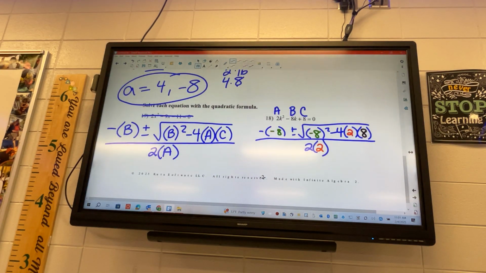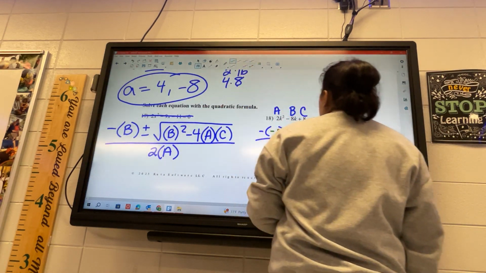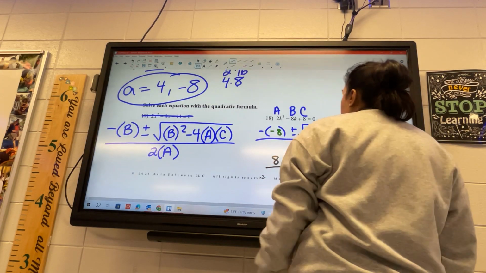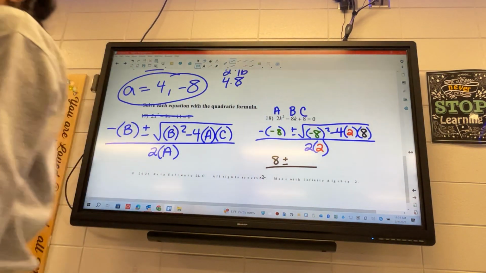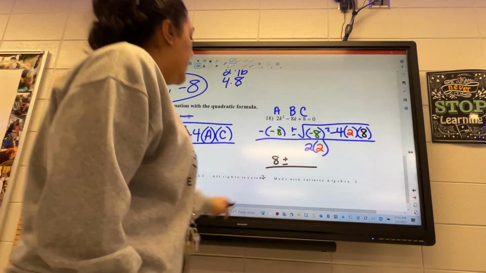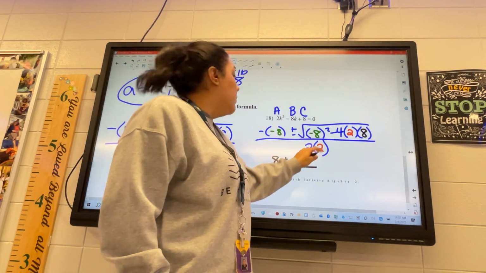Okay, so for the 8, are we going to get a positive or a minus? I have a minus, minus 8. What's a negative, negative? Positive. Positive, plus or minus. What am I going to get on the bottom? We deal with these: 2 parenthesis 2. What does that mean? 4. So 2 times 2.